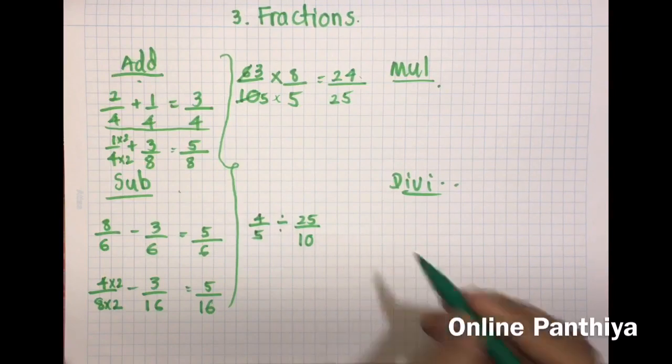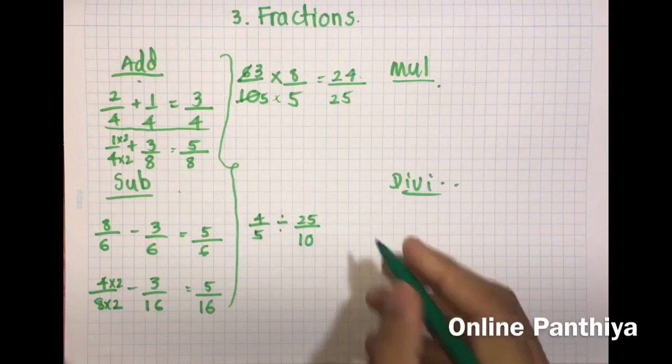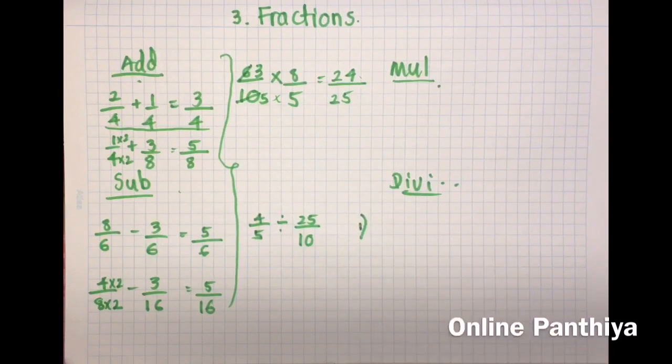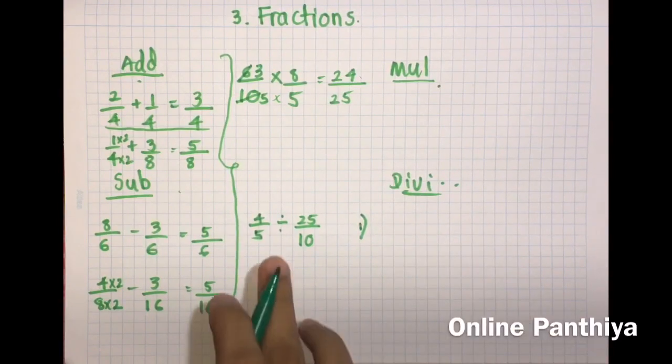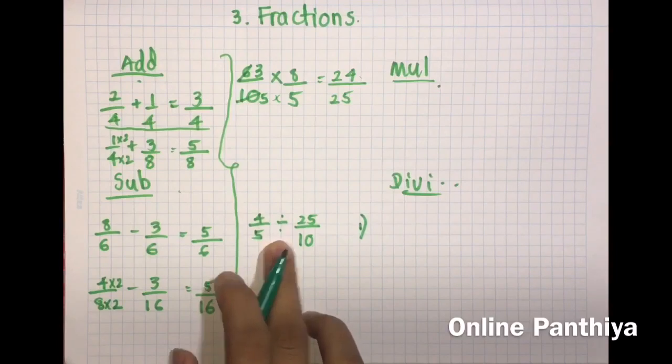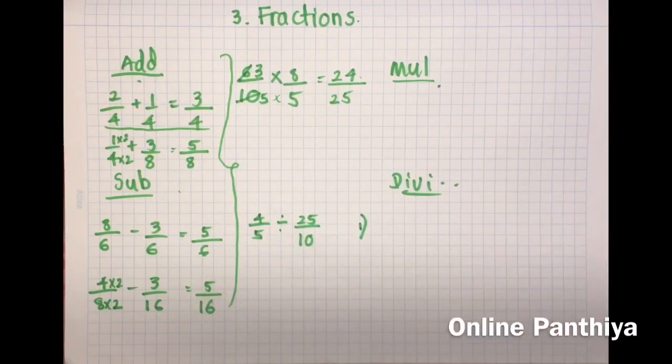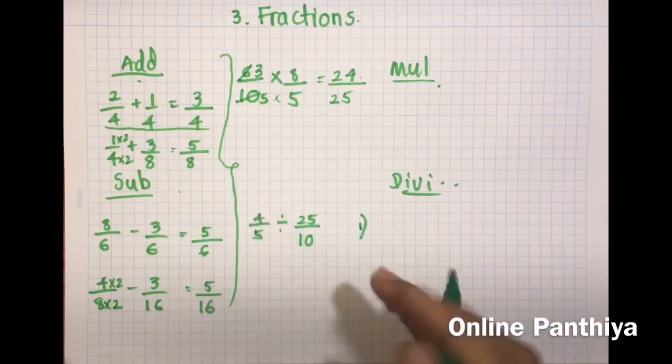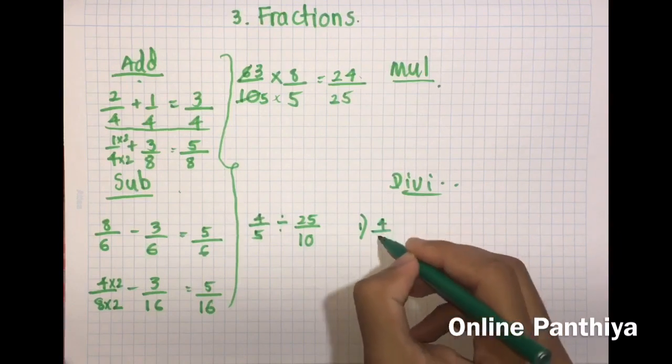The step is simple. You have two steps to be solved. First is that you have to follow these steps, okay? You don't solve anything with division. We convert it into multiplication. That is, first you write the first fraction as it is, 4 over 5.